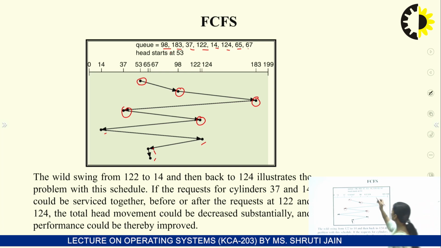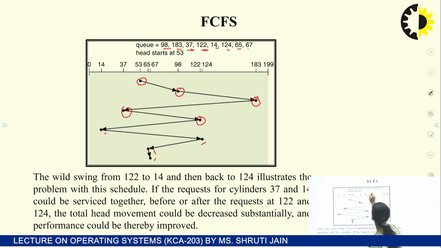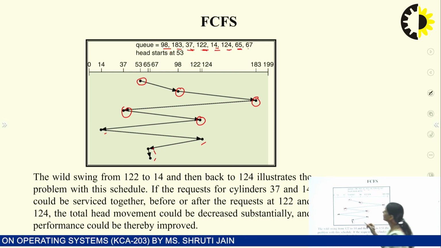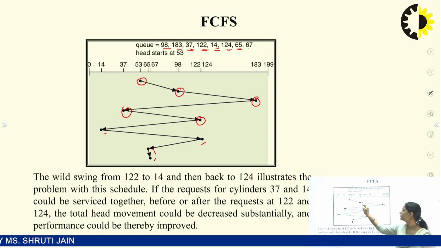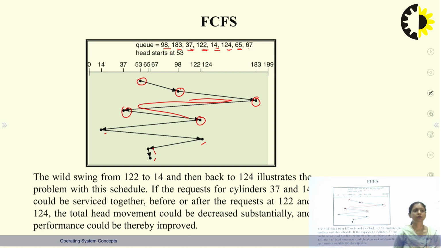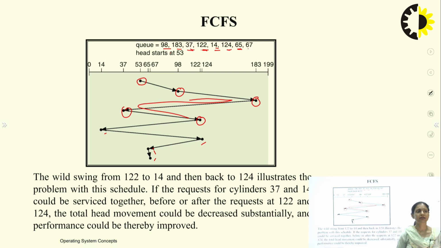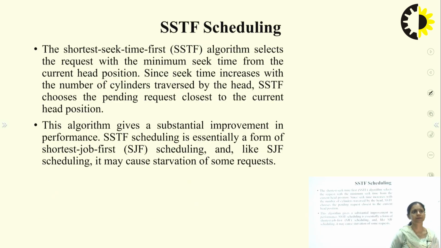If we look over here, we have the jump from 37 to 122, 14 to 124 and 65. Instead, if the data were coming in sequence, there would be shorter shifts between the two. Just see how the head is moving in this zigzag form. The wild swing from 122 to 14 and then back to 124 illustrates the problem with this schedule. If the requests for cylinders 37 and 14 could be serviced together before or after the requests for 122 and 124, the total head movement could be decreased, and if the total head movement decreases, then the seek time will also decrease.